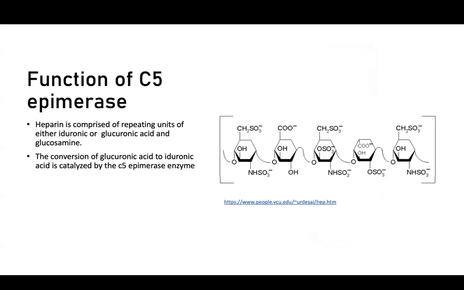Heparin is comprised of repeating units of either iduronic or glucuronic acid and glucosamine. The naturally occurring form of glucuronic acid needs to be converted to iduronic acid for increased flexibility of the heparin chain and enhanced interactions with proteins involved in the anticoagulant activity. This conversion is catalyzed by the C5 epimerase enzyme, which shows that the enzyme is essential for the biosynthetic pathway of heparin.